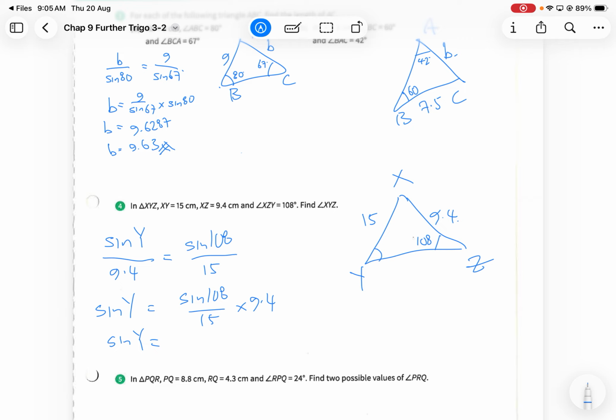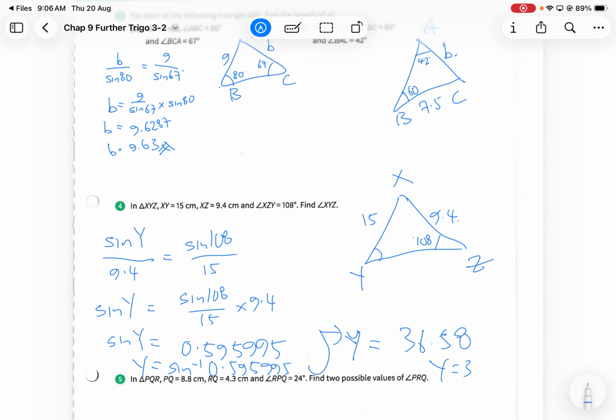Zero point 59599. Okay, then I want to find the angle, take sine inverse. $36.58. 36.6. Okay, wait. Following.